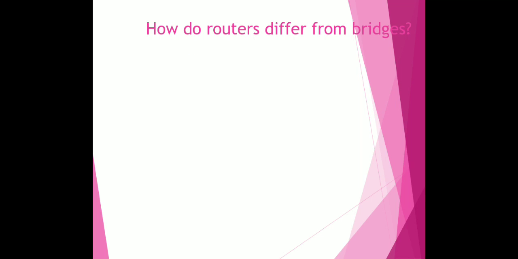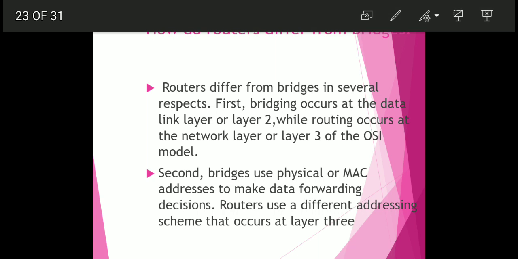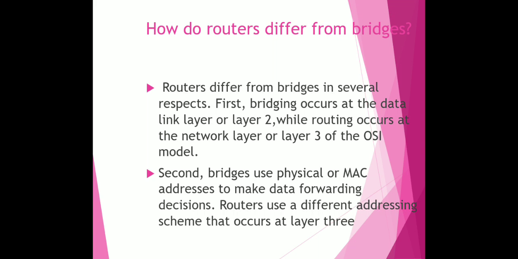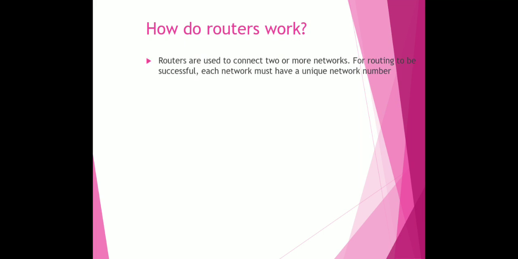How do routers differ from bridges? Routers differ from bridges in several respects. First, bridging occurs at the data link layer, or layer 2, while routing occurs at the network layer, or layer 3 of the OSI model. Second, bridges use physical or MAC addresses to make data forwarding decisions, while routers use a different addressing scheme that occurs at layer 3.